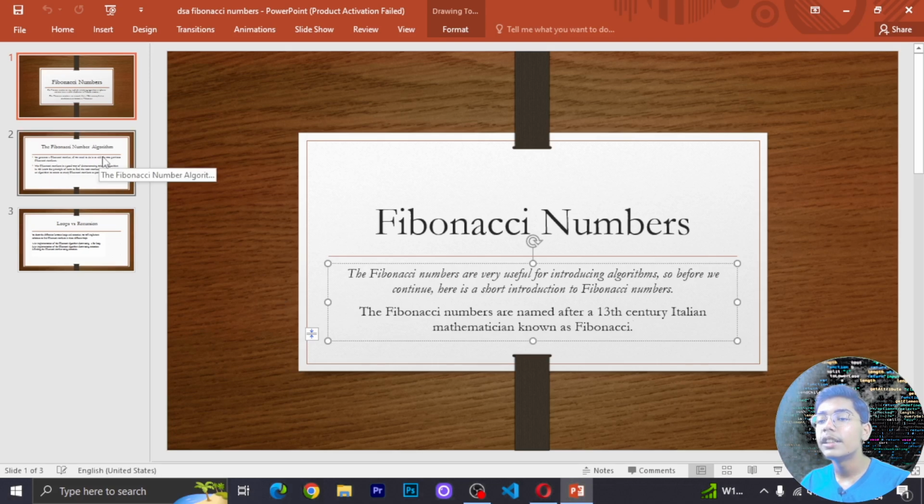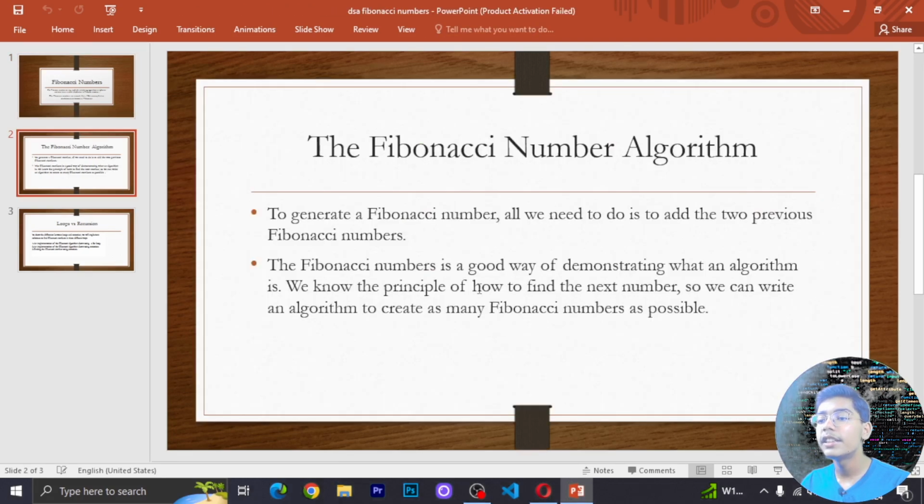And now we will be moving on to the second slide. Here we'll be understanding what the Fibonacci number algorithm is. Basically, Fibonacci numbers are the numbers which we generate. If you want to generate any Fibonacci number, you have to use the Fibonacci number algorithm, and all you need to do is add the two previous Fibonacci numbers to generate a new Fibonacci number. So the summary of this line is that to generate a new Fibonacci number, you add the two previous Fibonacci numbers. Just that simple.